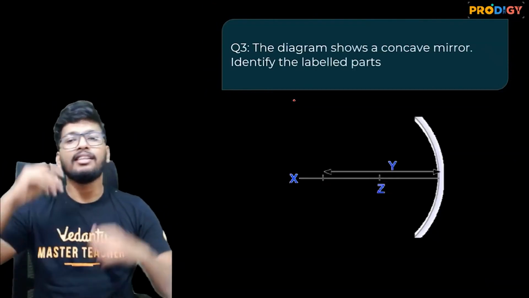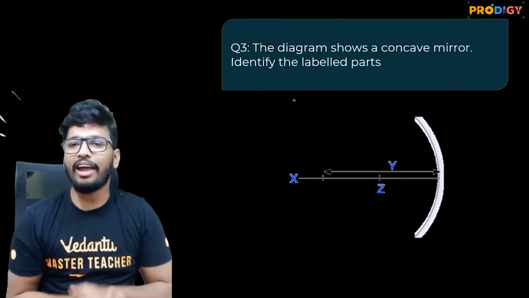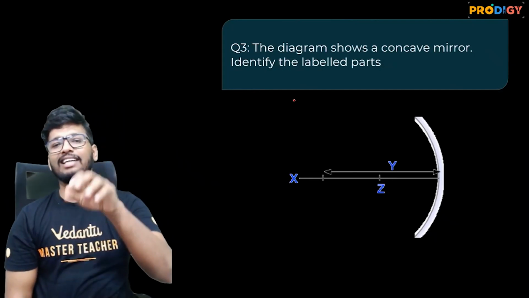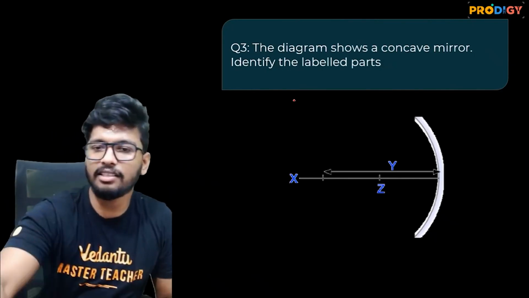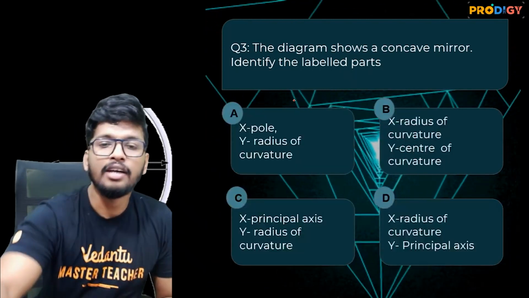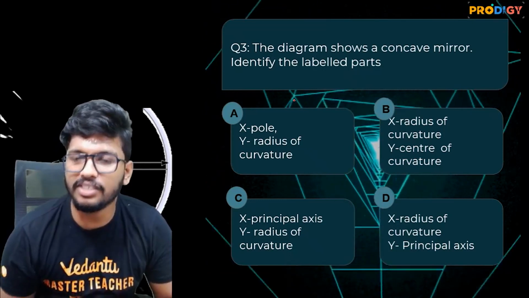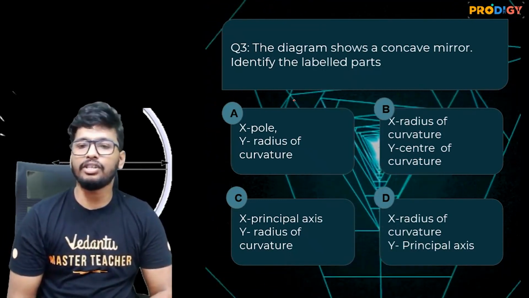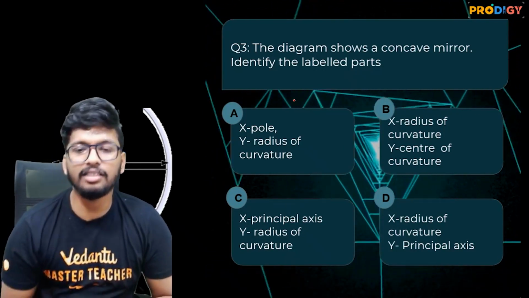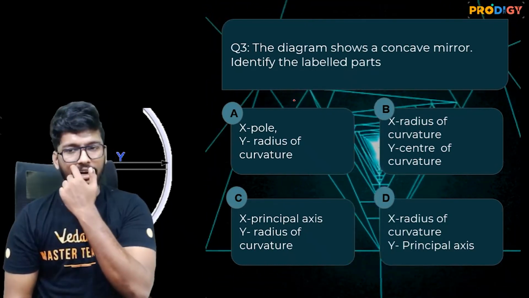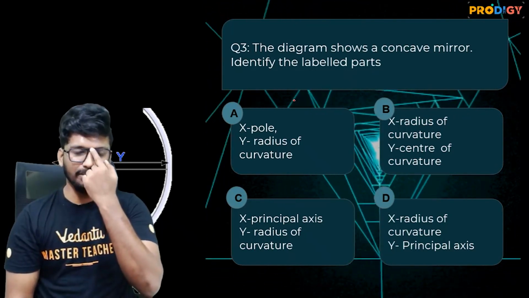Next question. The ray diagram shows a concave mirror. Identify the labeled parts. What are X, Z, and Y? The options: X is the pole, Y is the radius of curvature; X is the radius of curvature, Y is the center of curvature; X is the principal axis, Y is the radius of curvature; and X is the radius of curvature, and Y is the principal axis.